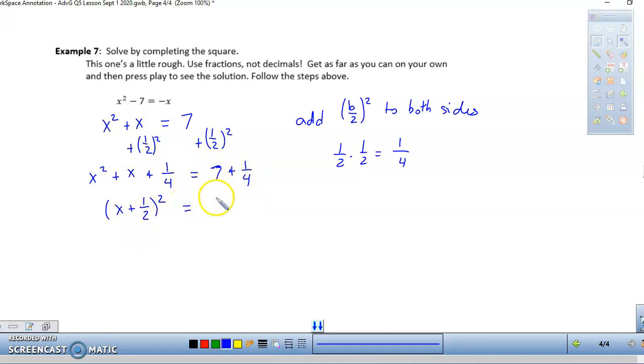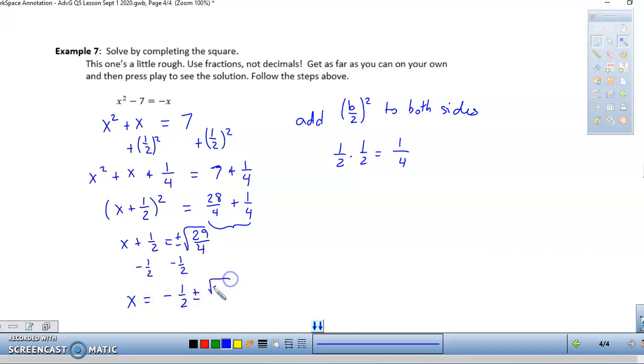Okay, over here, we are going to get a common denominator. So to get this into fourths, this is going to be 28 fourths is 7 plus 1/4. Okay, so now square root both sides. You get x plus 1/2 equals these two together. That's going to be 29 fourths. Okay, and then this is going to be plus or minus the square root. Looks pretty ugly, but it's still very doable. Now we're going to subtract 1/2 from both sides. So I end up with -1/2 plus or minus the square root of 29.